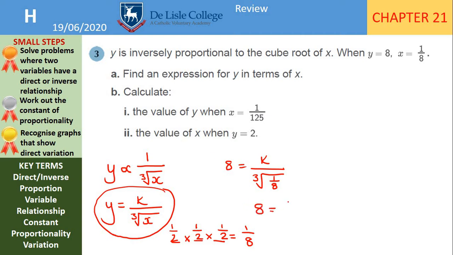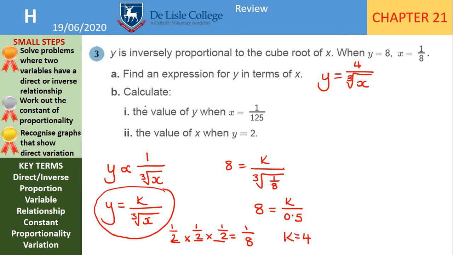So 8 is equal to k divided by a half. Now I'm just going to write that as 0.5. So to work out k, I'm going to do 8 multiplied by 0.5. So k will be 4. So an expression for y in terms of x. Our formula then is replacing the 4 into here. We get y equals 4 over the cube root of x.